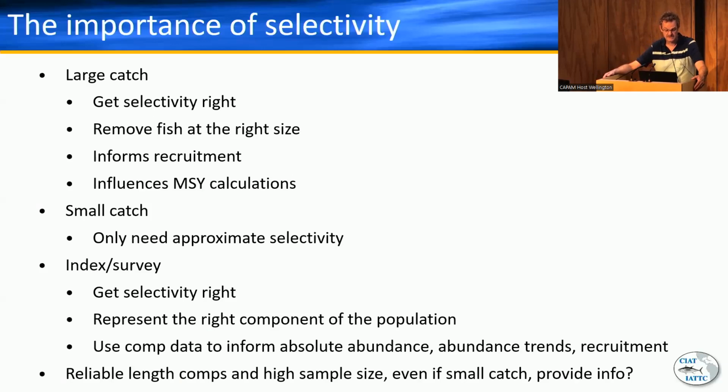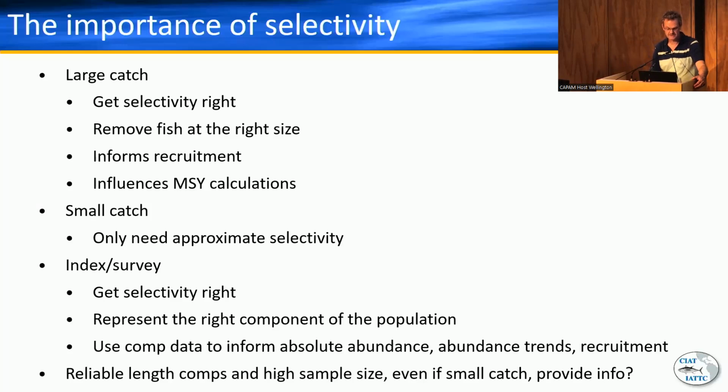If it's an index or a survey, then you really have to get the selectivity right. The reason for that is, first of all, you want to make sure it's representing the right component of the population, because hopefully your survey is driving your estimates of relative abundance and also possibly absolute abundance. But also often you might want to use the survey composition data to provide additional information on absolute abundance, abundance trends, and recruitment.